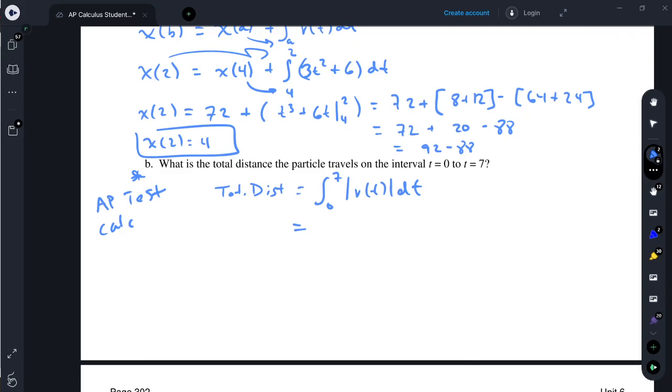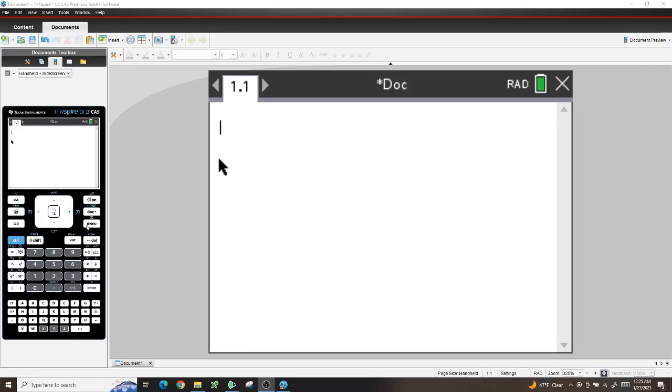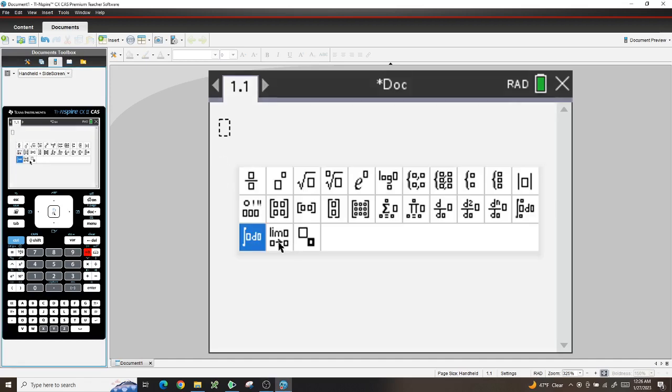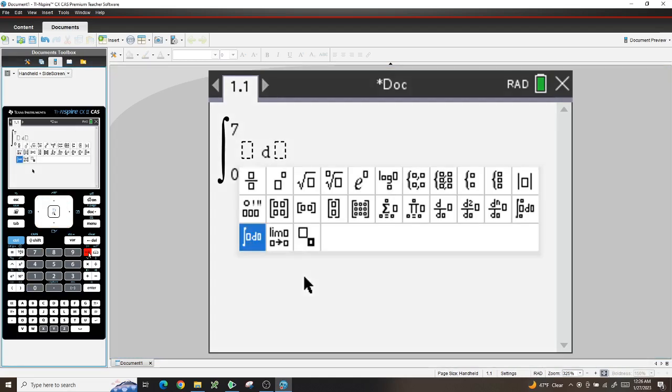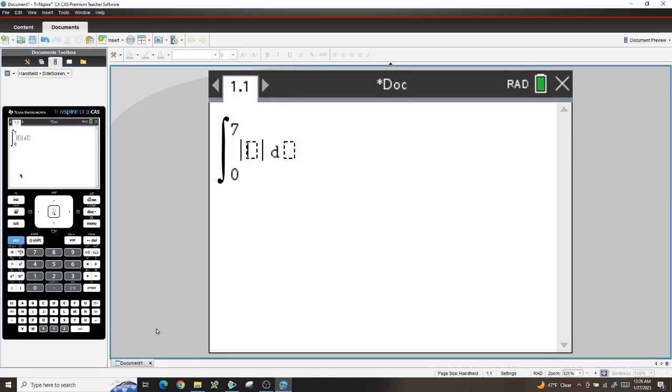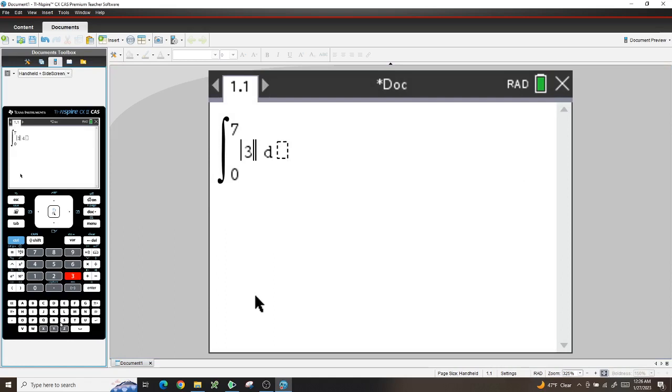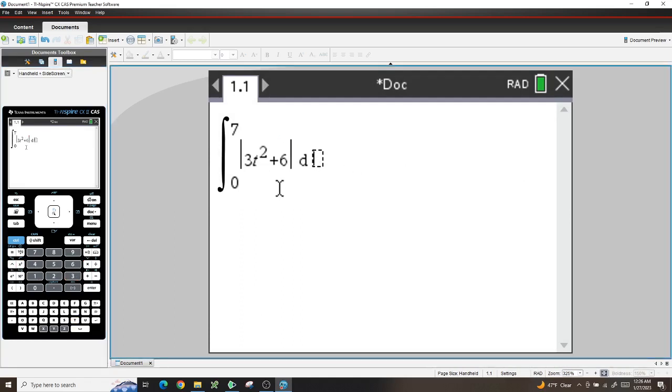Moving over to our calculator, I will show this because it's been a while. Right to the left of the book is this button here. We get our integral symbol with our two endpoints, going from 0 up to 7. Then on that same button is where our absolute value sign is, in the top right. Then we put in 3t squared plus 6, and then dt.